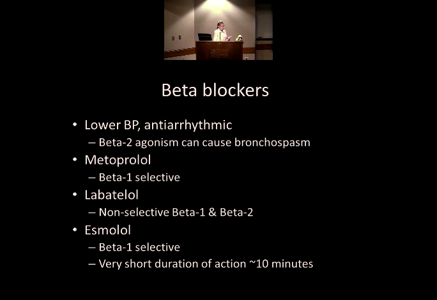So beta blockers, they're going to lower your blood pressure. They can also be antiarrhythmics for patients that have unusual fast heart rates. It can slow them down into a more normal range. For an asthmatic patient, you're going to want to give them a beta 1 selective. Asthma patients aren't going to tolerate beta 2.